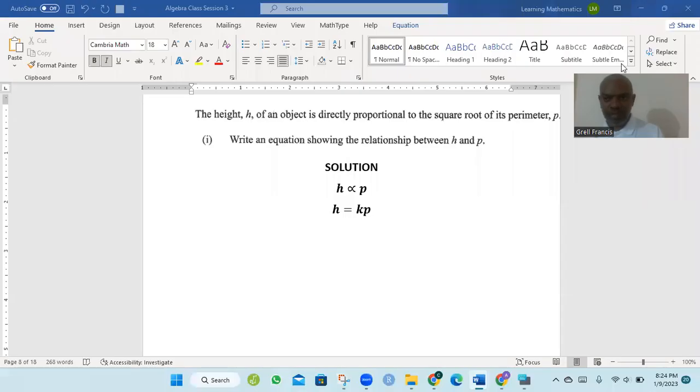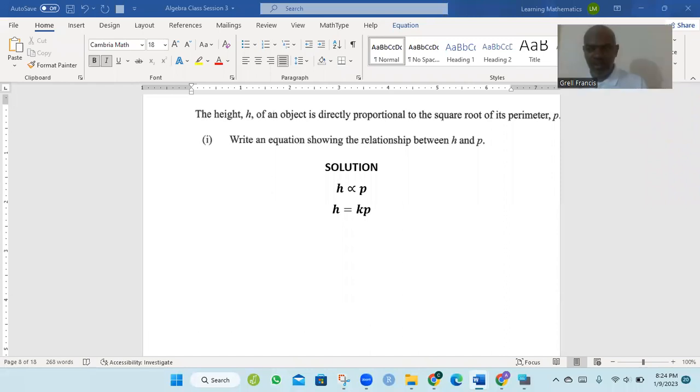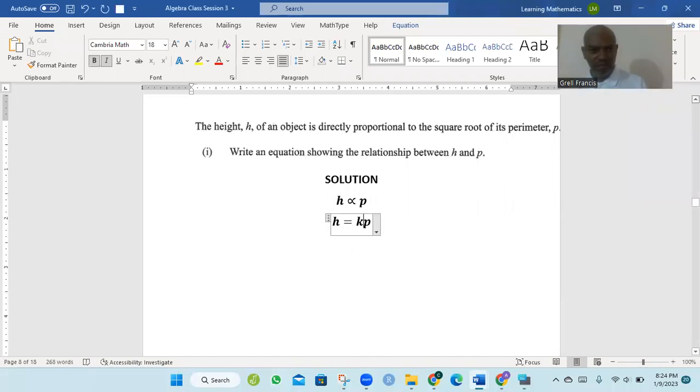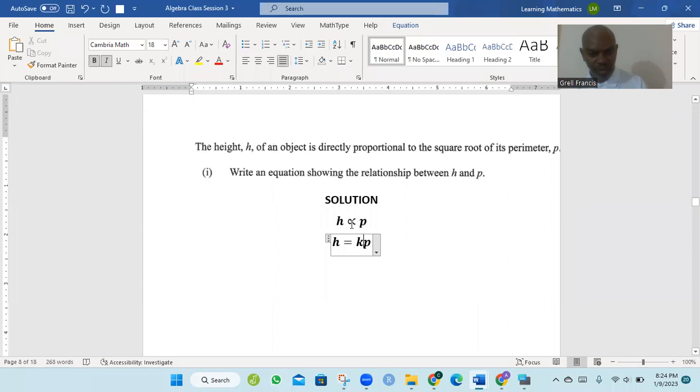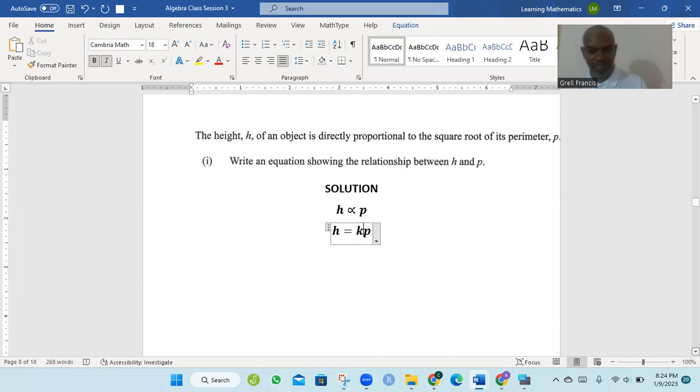So take out your pencil, your pen, or your paper and copy this down. Make sure you write the proportionality notation expression between H and P, H is proportional to P, and transform it to an equation including the constant K.